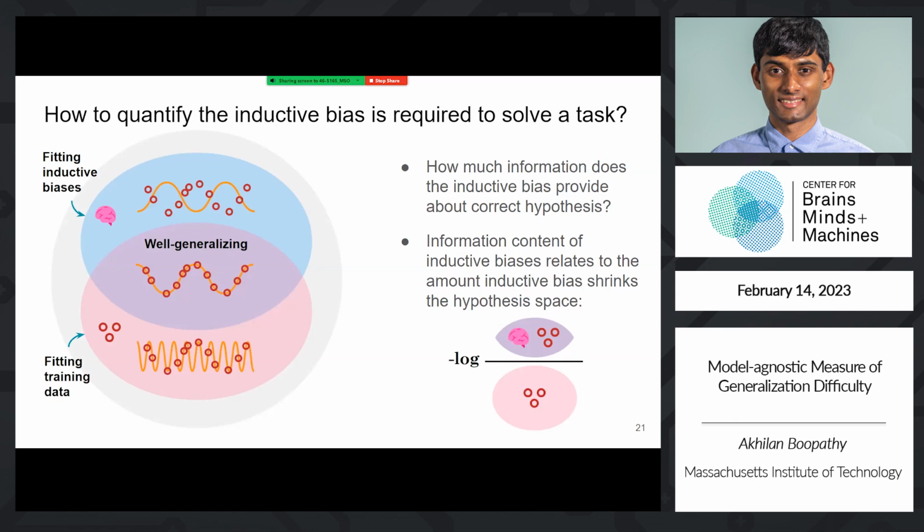So essentially, this is saying that if we have this very, very large space of interpolating hypotheses, the ones that fit the training data, but only a very small fraction of them generalize well, then we need to put in a lot of information as a model designer to specify that well-generalizing set. And so this fraction is going to be small, and negative log of the fraction will be very large. And so that is the amount of information we'll need to provide. And conversely, if most of the hypotheses that fit the training data generalize well, then we don't really need to provide much information.